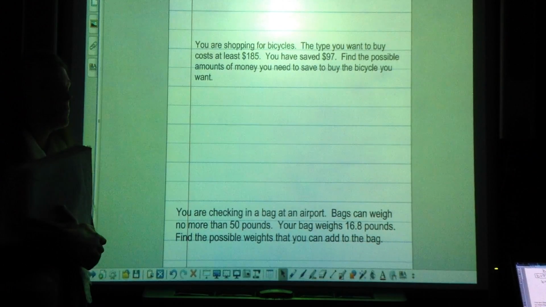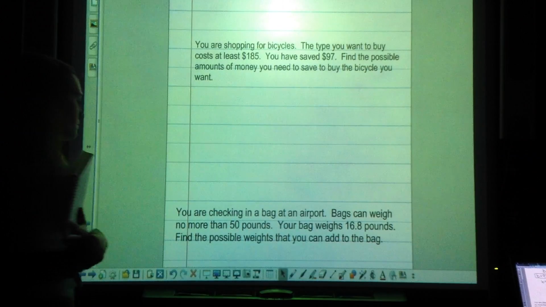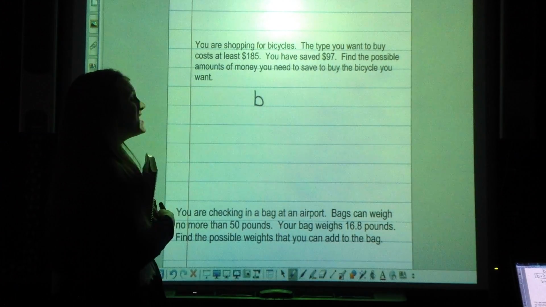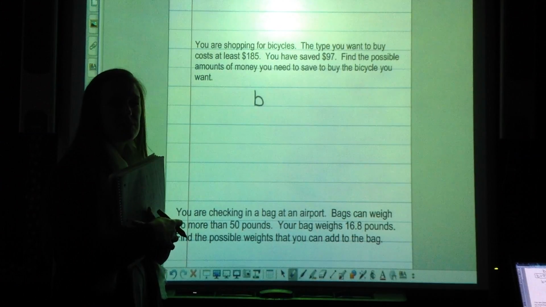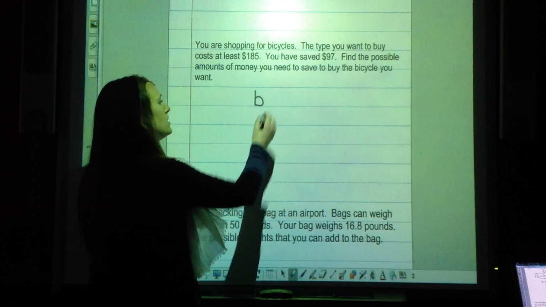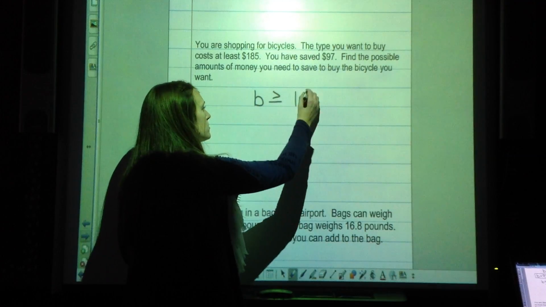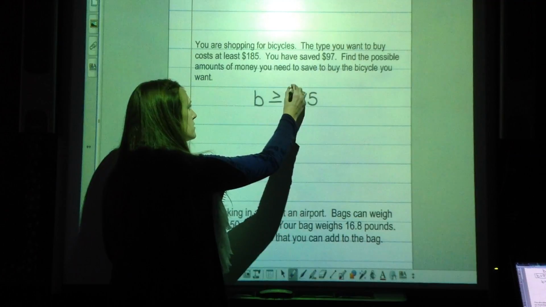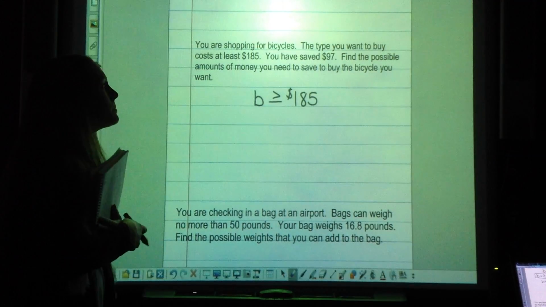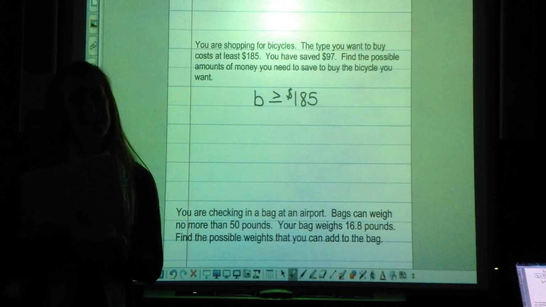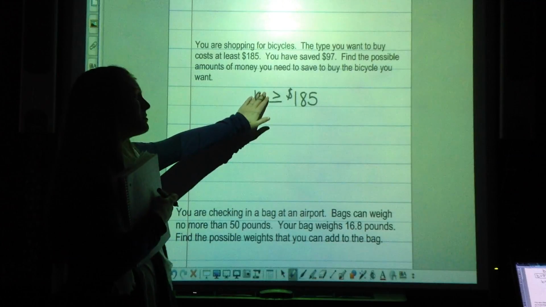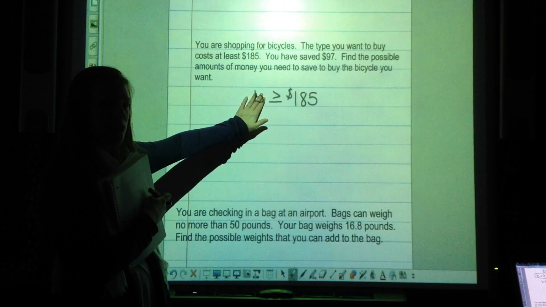Let's write an inequality first. I see that bikes are at least $185. That means the smallest amount of money you're going to be paying is $185. So it could be bigger than or equal to $185. Your bike is greater than or equal to $185. But the good news is that you saved $97 already. So this is some information they give us. We still need to write our inequality.